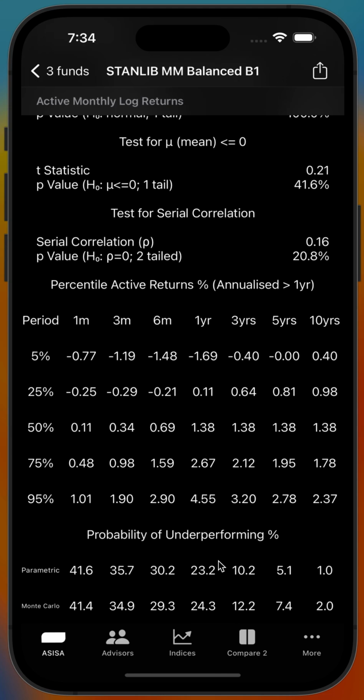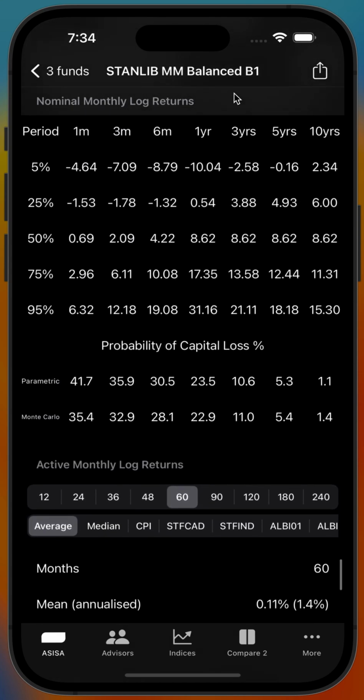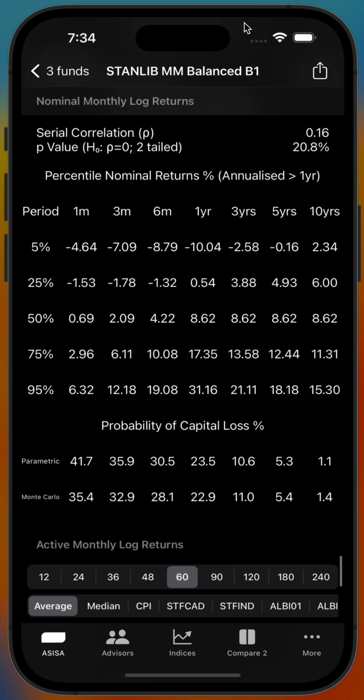So again, don't use these rolling returns to calculate hit rates or consistency rates. Come here and have a look at these. This is based on the monthly returns, either fitting a distribution to that or just running thousands of simulations and calculating the probability of underperformance over a specific period. I think that's pretty much it for the fund information.